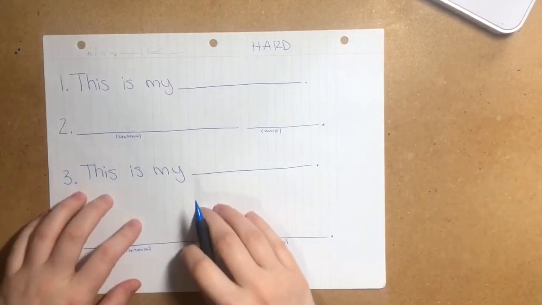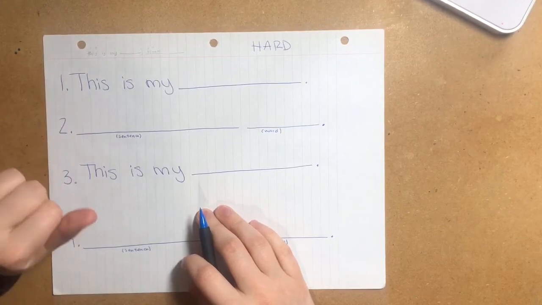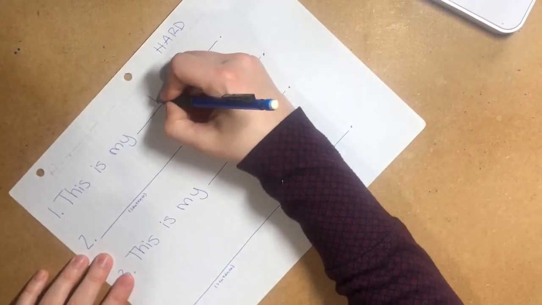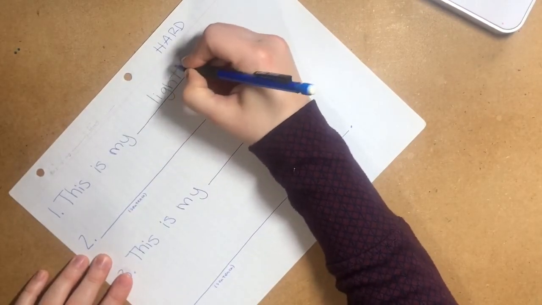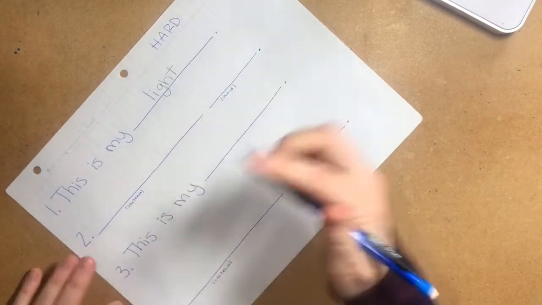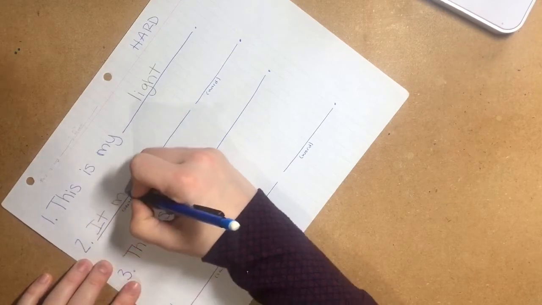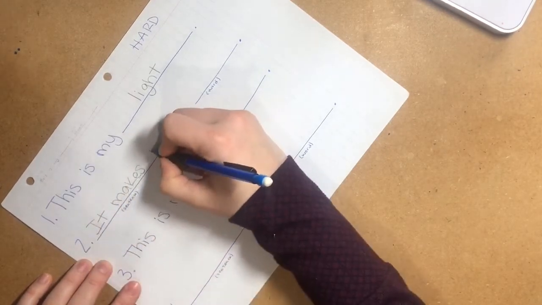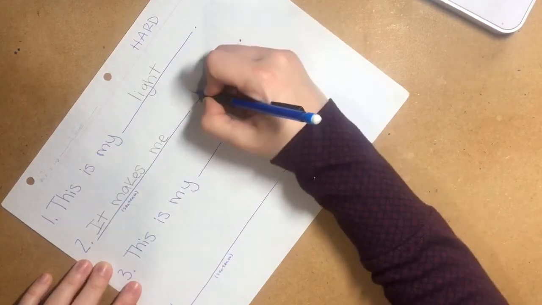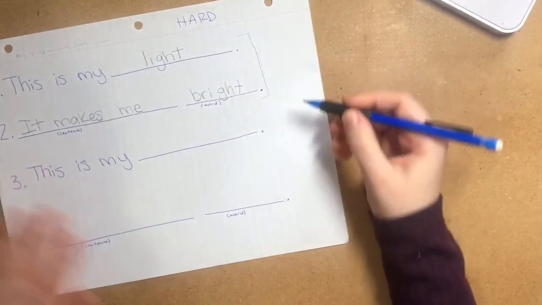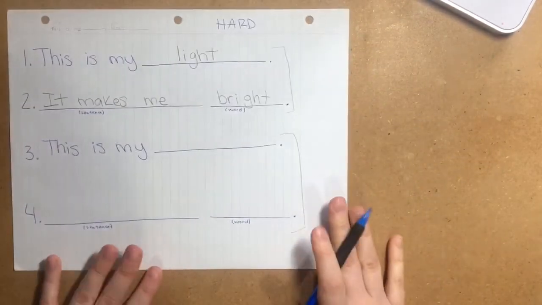So now I'm going to take my pencil and fill in, let's do the first 2 together. I want to do, this is my light. And then let's have, it makes me bright. Or how about, yeah, let's do, it makes me bright. Then I'm going to put my rhyming word here, bright. Remember, these 2 will be rhyming words, and then these last 2 will be rhyming words as well.